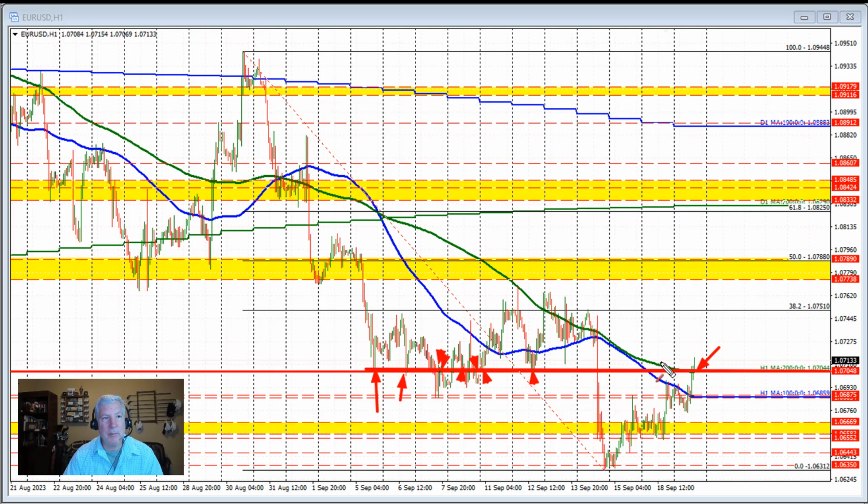We are starting to move back above both the 200-hour moving average and that swing area at that 1.0704 level. So the bias is more to the upside above that level as we start the U.S. North American session, and we'll see if that momentum can continue. If so, we would expect that over time we'd see the price move up toward the 38.2% retracement at 1.07510.